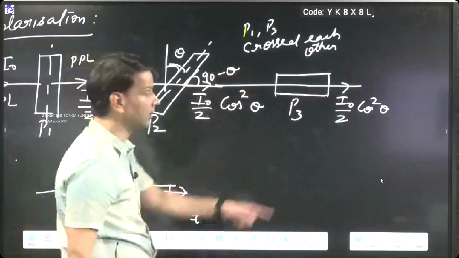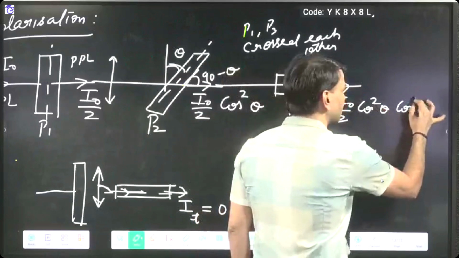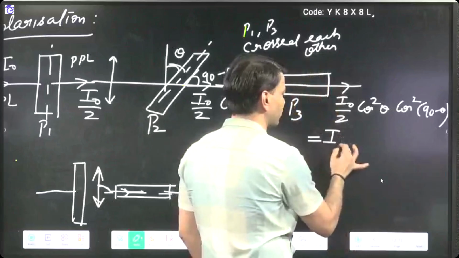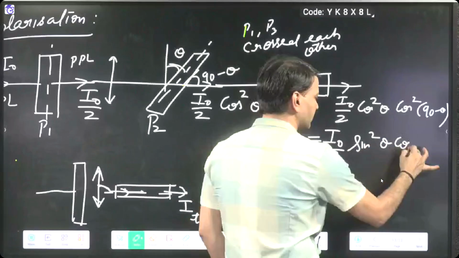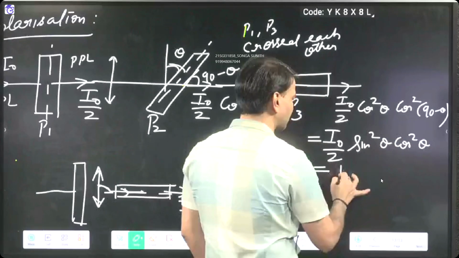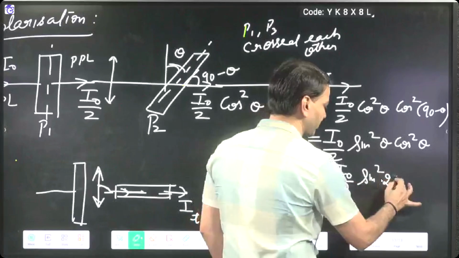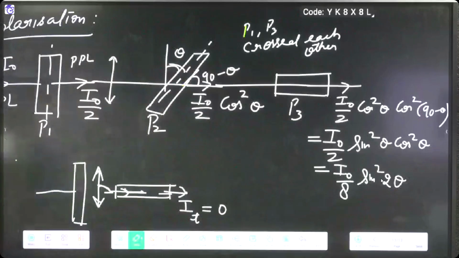90 minus theta. Then here I will put incident into cos square 90 minus theta. From this, if you remember the result I said, I naught by 2 sin square theta cos square theta. Otherwise you can write I naught by 8 sin square 2 theta. I think somebody remembers this result also. Tell fast, yes or no?